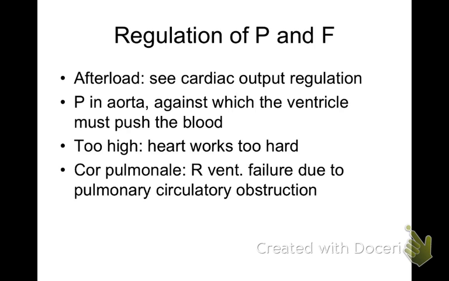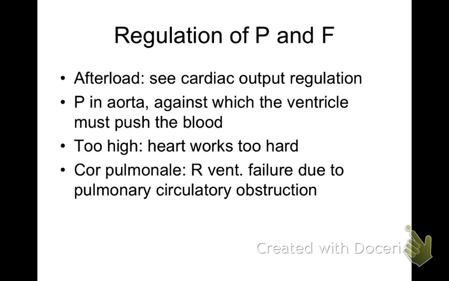Cor pulmonale is a right ventricular failure. If there's an obstruction in the pulmonary circulation, then the pressure in the pulmonary circuit gets too high. Now, in typical pulmonary circulation, the blood pressure on the pulmonary side is only about 25/10. Contrast that with 120/80 in the aorta. So it doesn't take much to get the pressure in the right side too high.